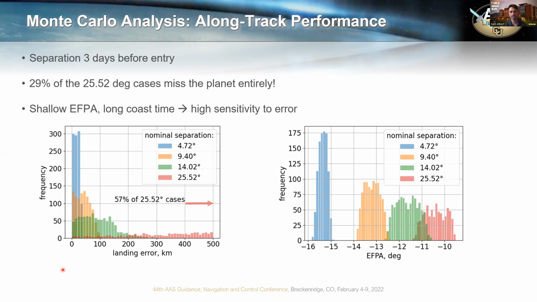The reason for this can be gleaned from looking at the plot on the right, where we're showing the entry flight path angle of the probe itself for each of these desired separations. And so it is getting shallower and shallower, and it's also getting more and more spread out. So a lot of variation in a shallow entry flight path angle combined with this long coast time in the atmosphere is what leads to this really high sensitivity to error for these generated trajectories.